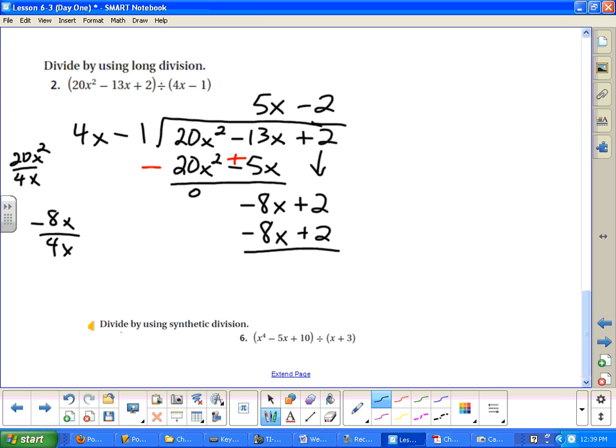So when I subtract, what happens if I subtract the same thing? If I have a number and I subtract that number, what do you get? 0. So if I have negative 8x plus 2 and I subtract this whole thing, which is itself, I'm going to get 0. Because when I distribute the negative, it would make this a positive and that a negative. So negative 8x plus 8x is 0. 2 minus 2 is 0. So 5x minus 2 would be my answer.